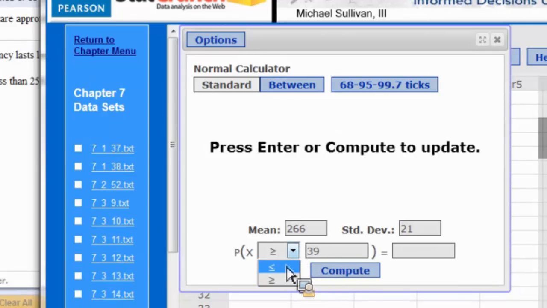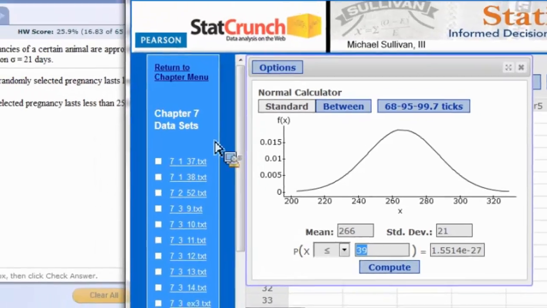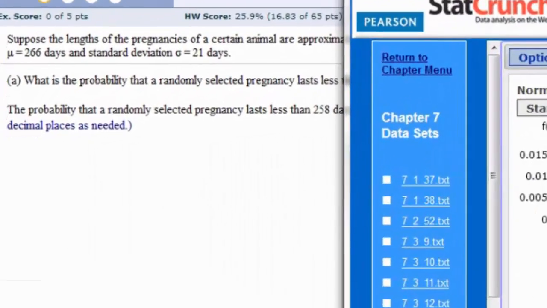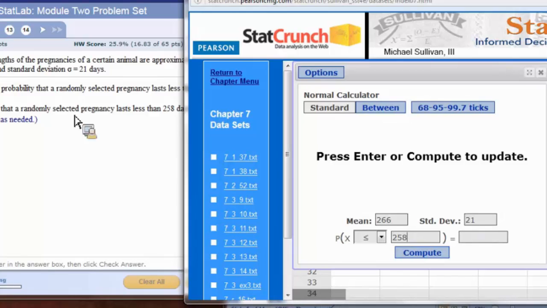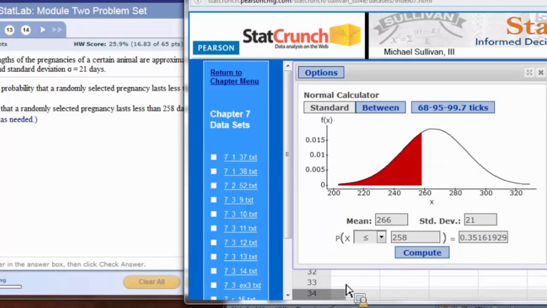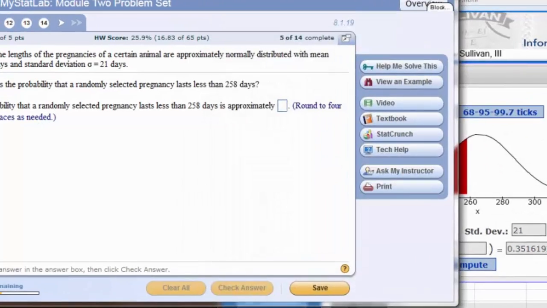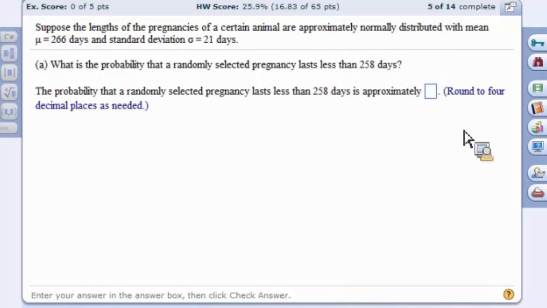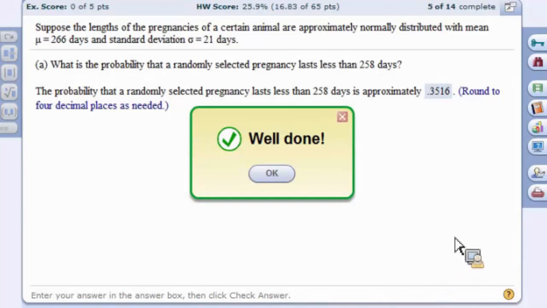This is the easier part of this problem. And we want less than 258. All right, so we put in the mean of 266, standard deviation of 21, less than 258. So roughly 35%. Okay, I think 4 decimals, 0.3516. Okay, so far this is a straight normal calculation. Part B is when we're starting to deal with a sample mean.